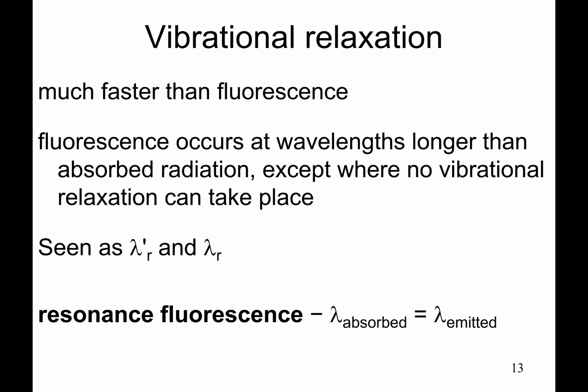Now, we have already talked about this. This is a repeat. Vibrational relaxation is much faster than fluorescence. Okay? Here is the point I emphasized. Fluorescence occurs at wavelengths longer than the absorbed radiation, except where no vibrational relaxation can take place. This is why we have those lambda prime relaxation and lambda relaxation. And in resonance fluorescence, the wavelength at which energy is observed is equal to the wavelength at which photons are emitted.